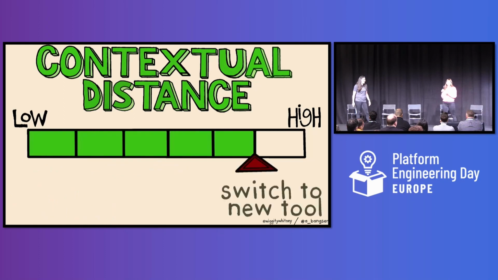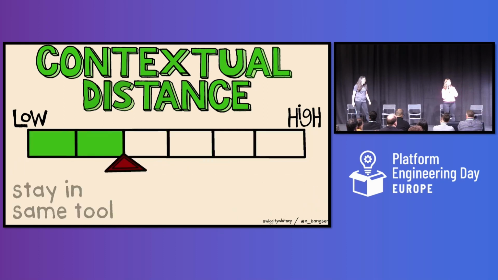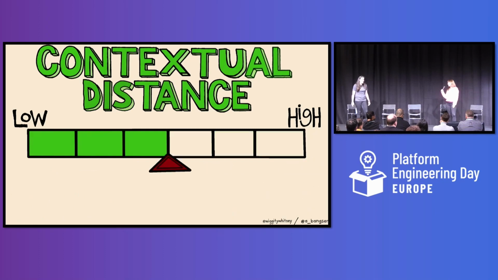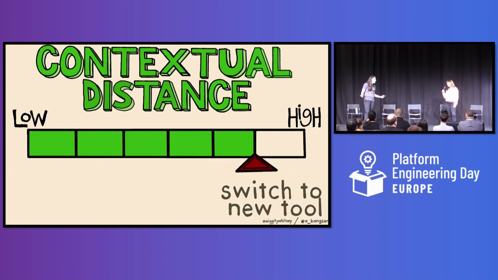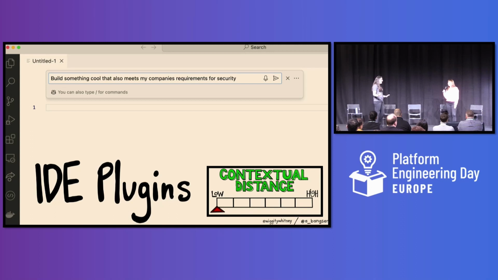I hear you. I agree that flow state is sacred, but I'm going to make a case for why you might need a higher contextual distance. Make your best case, but I'm just saying, IDE plugins. Tell me why you love it.